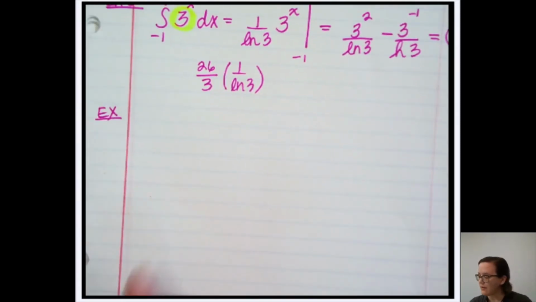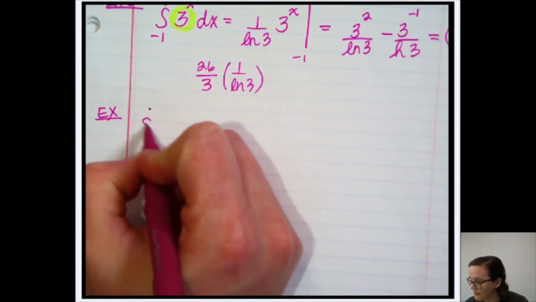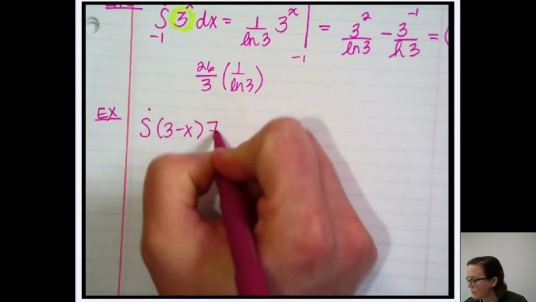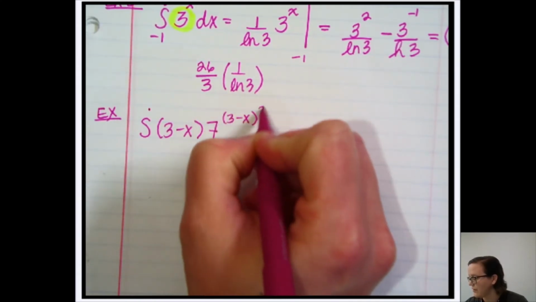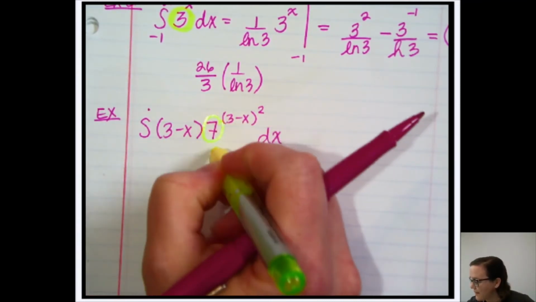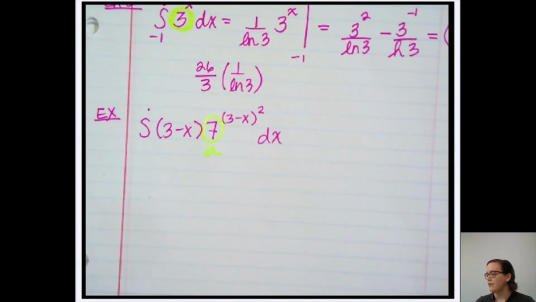Let's look at one that's a little more involved looking. Here we have 3 minus x times 7 to the 3 minus x quantity squared times dx. I would agree this looks pretty complicated, but if we think about how it fits what we're doing, we're looking for a base taken to a power. This 7 is very suspicious that this would be my a. Then we are going to have to do something with this u up here, or this function.